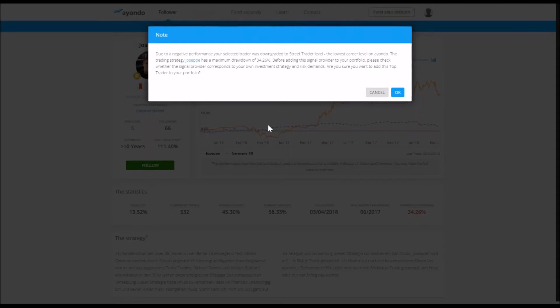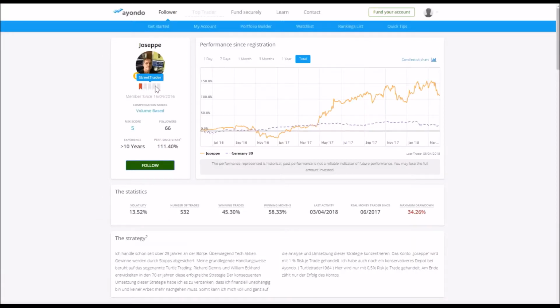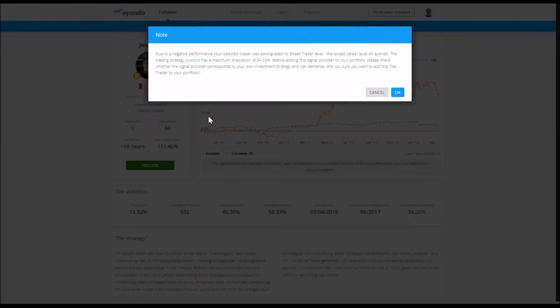There's a few warning screens that come up here depending on how they've done. So: due to a negative performance, your selected trader was downgraded to street level. That refers to their, hang on, let me show this thing here. Okay, so because they took a bit of a hit, looking like here, big hit there, they've been knocked back in terms of progress. Before adding this trader, are you happy to add this trader, even though he's been knocked back? And I'll say yes, I am.